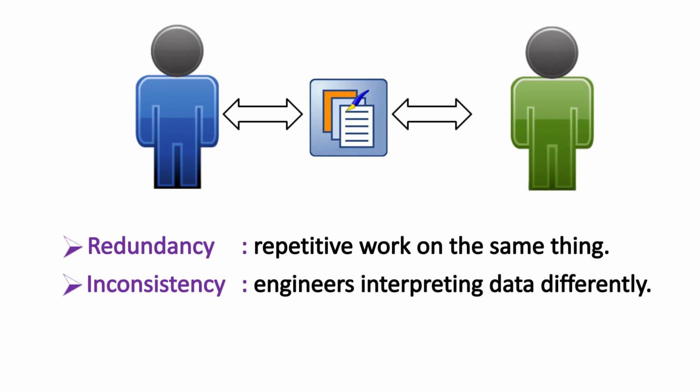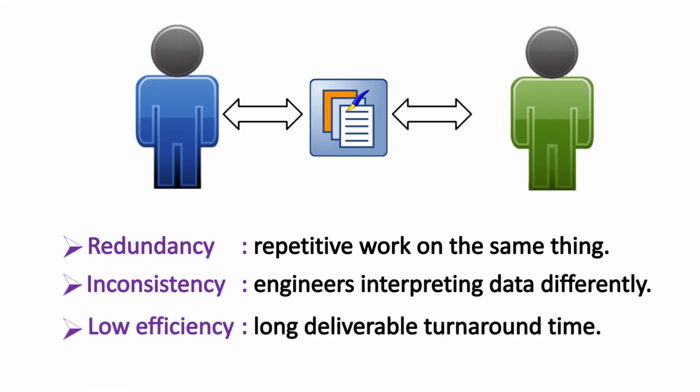Second, inconsistency. There are widely observed discrepancies between the interpretations of project information, such as tower structural modeling and loading data, by different engineers. Third, low efficiency. Long deliverable turnaround time due to the repetitive work makes the tower asset less competitive in the fast-paced market.